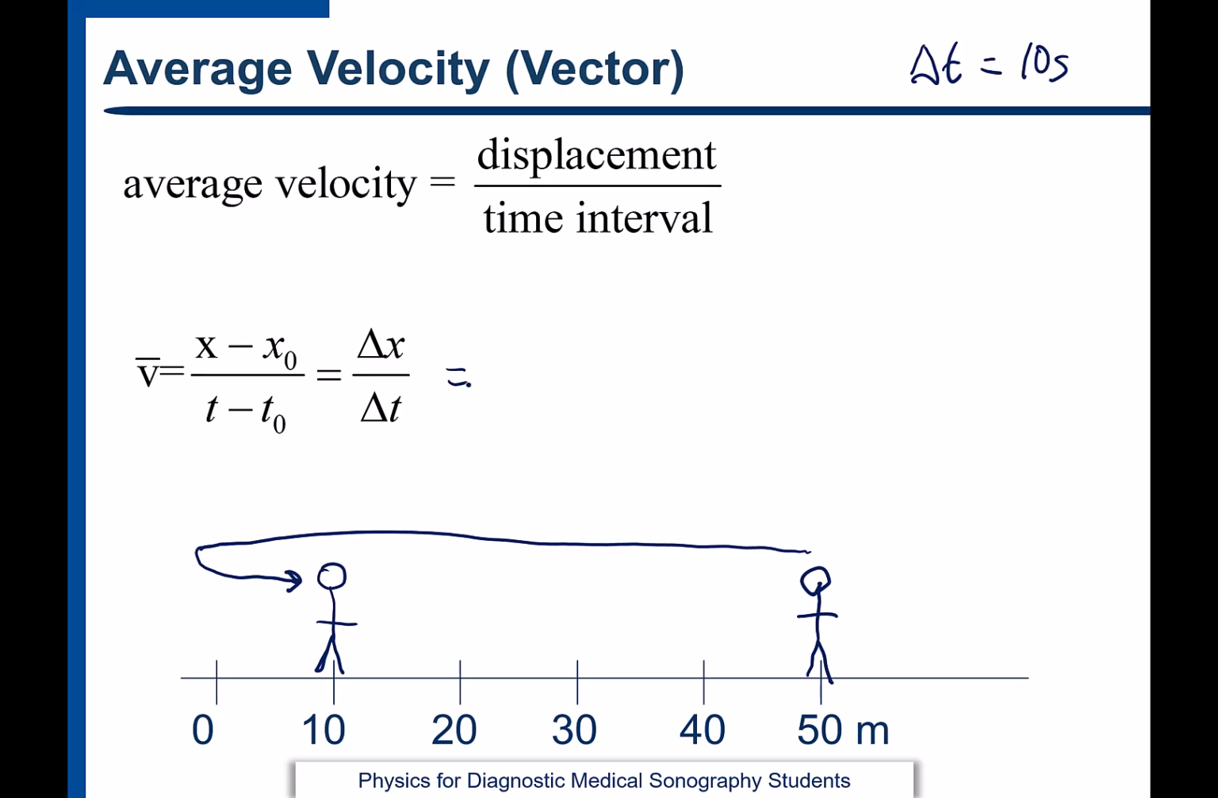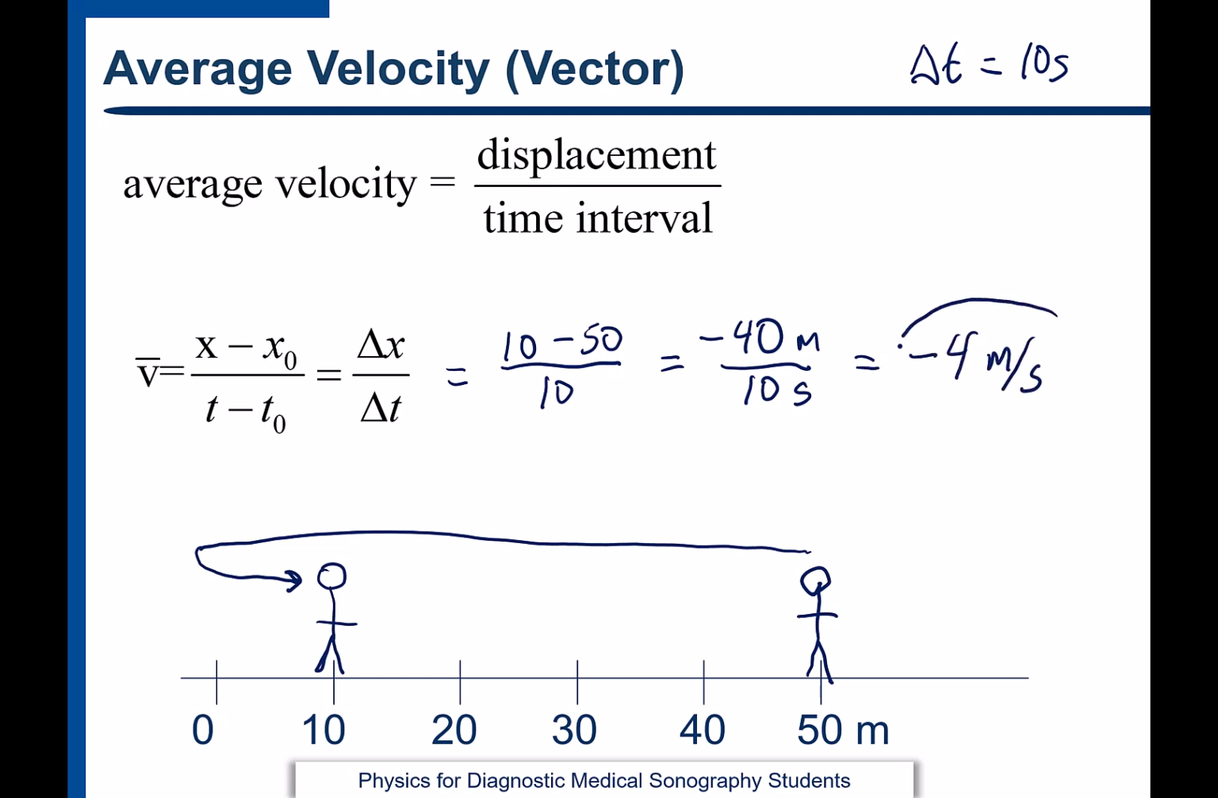Well, remember here we already figured out that the displacement would be 10 minus 50, or negative 40 meters. The time is 10 seconds. And so what we get is negative 4 meters per second. That would be the average velocity. You'll notice that's very different than what their average speed was.